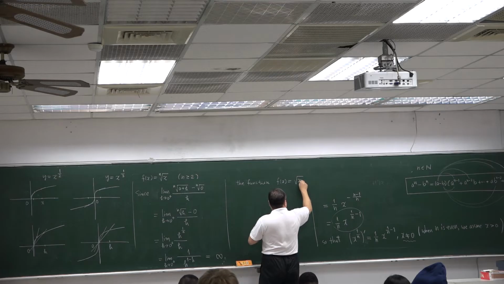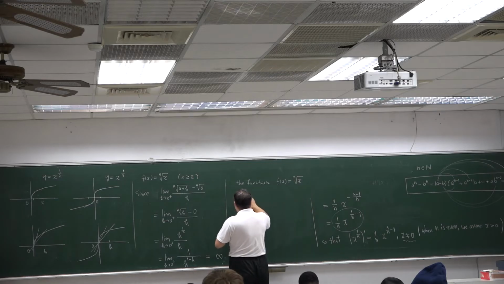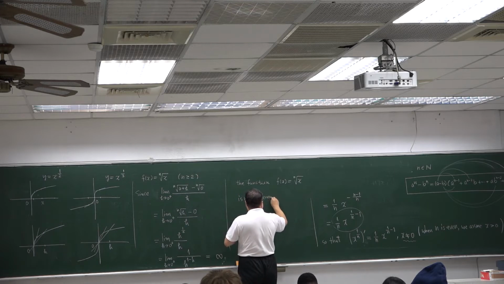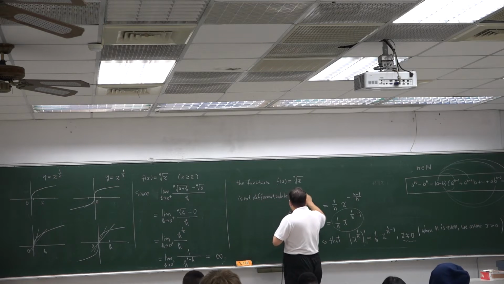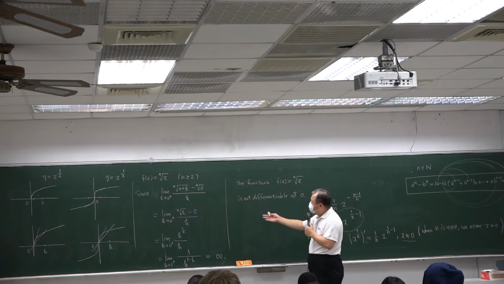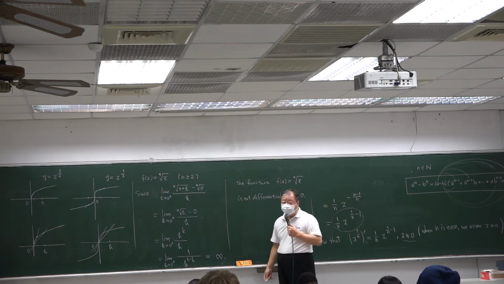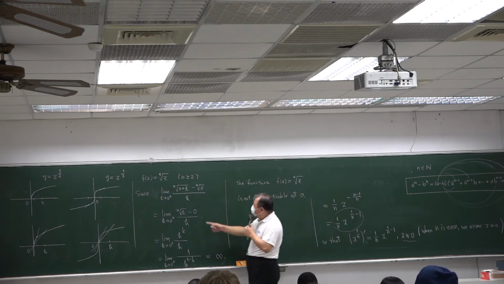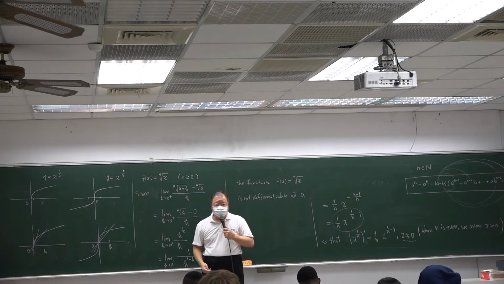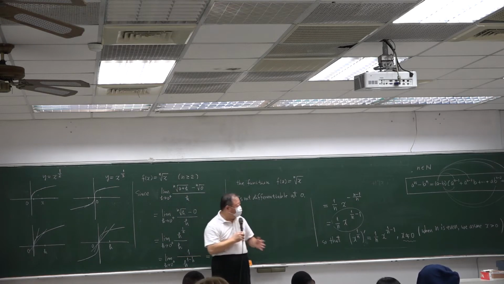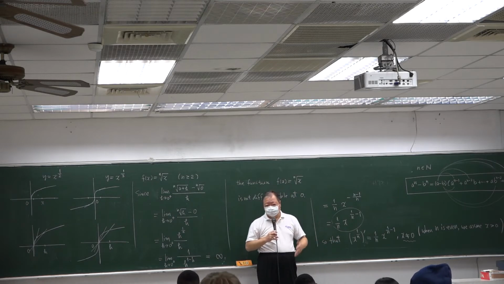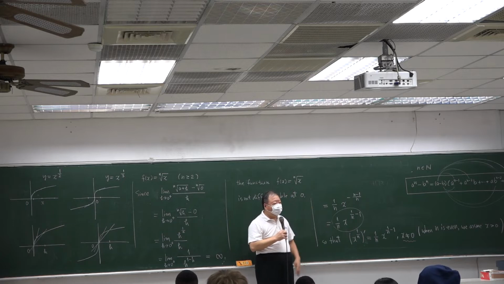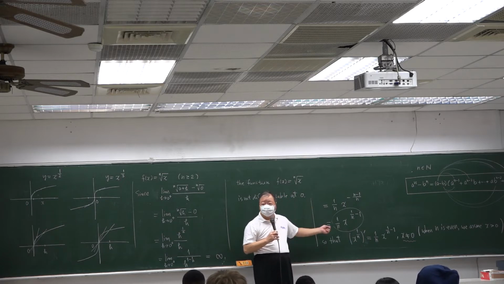equals the square root of x is not differentiable at 0. This is the reason. Okay. At 0, you have to consider x to be 0. We derived this formula already. Yes. In the process, we already assume x is non-zero.